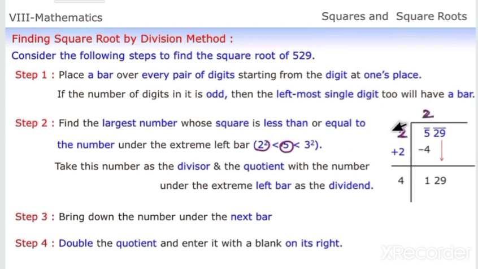After that, you multiply them and put the product here, which is 4. Subtract it, and you will get 1. Then bring down the remaining pair of digits, 29, from under the next bar. After that, double the quotient. When you double it, you will get 4.